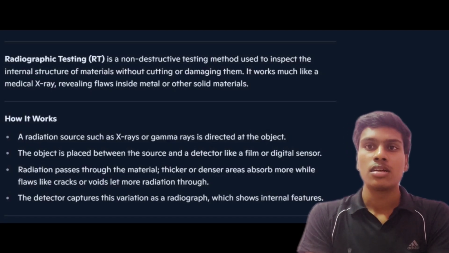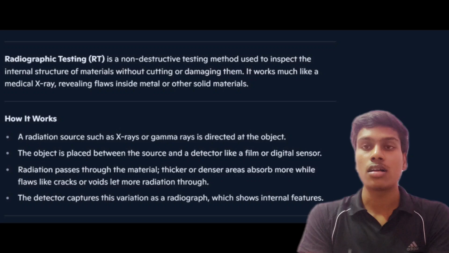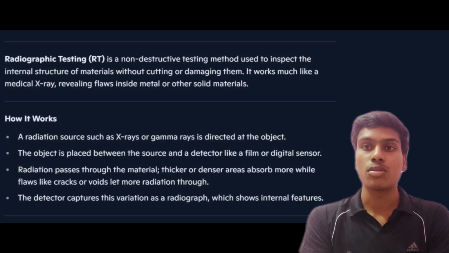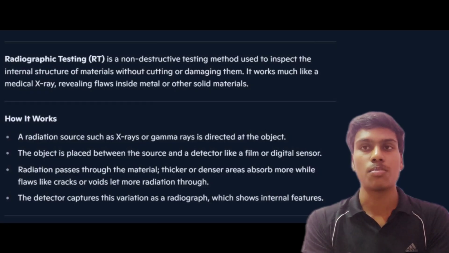It is used in medicine too, but here we are focusing on industrial applications, for many of the materials coming out of manufacturing. After the machining process, we have to find out whether there are any flaws or defects inside the material. For finding those flaws, we use this method. It works when a radiation source such as X-rays or gamma rays is directed at the object, and the object is placed between the source and the detector.